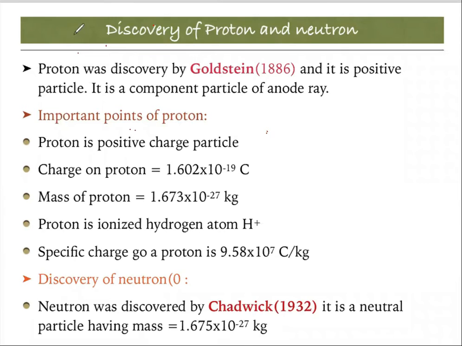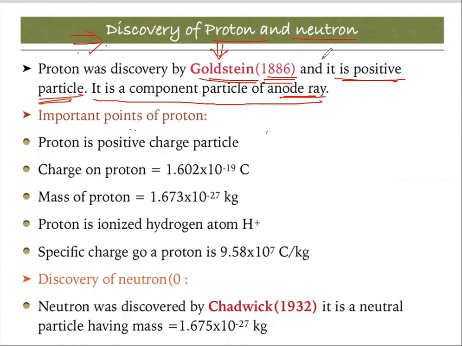So next we are going to discuss the discovery of proton and neutron. Proton was discovered by Goldstein in the year 1886, and proton is a positively charged particle. It is a component particle of anode rays. I'm not going to discuss in detail the experiment of how the proton was discovered, but you just remember that it is the component particle of anode rays.